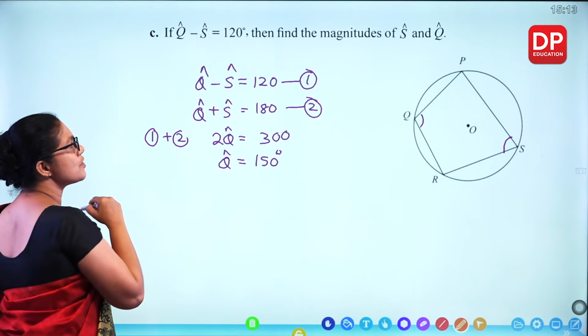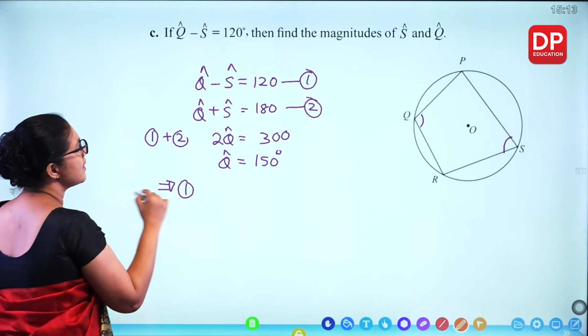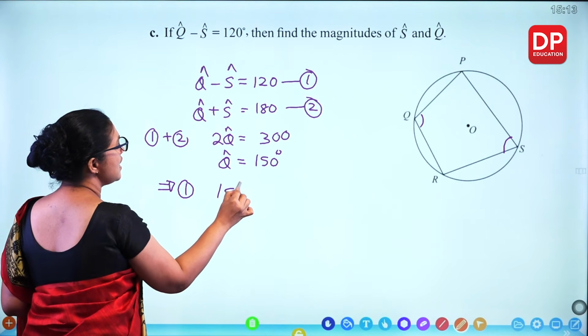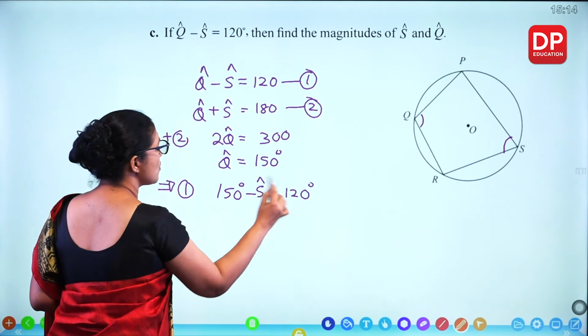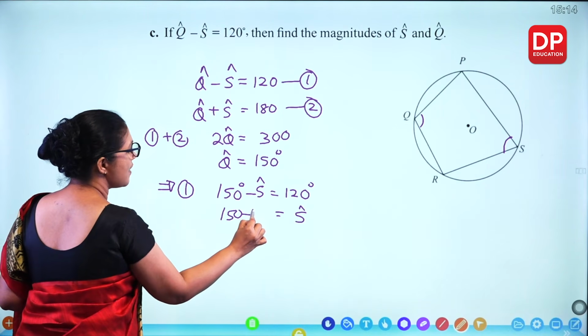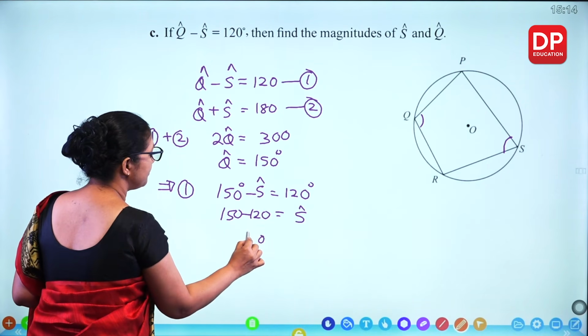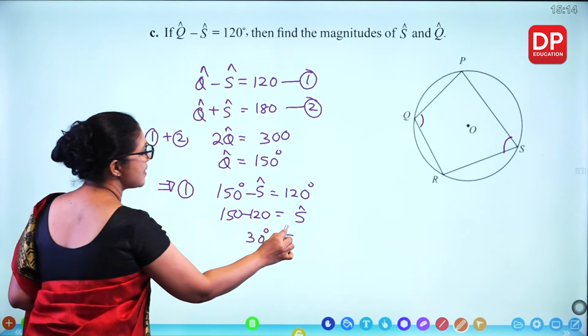You can substitute here in one of the equations and find out S angle. So 150 minus S angle is 120. So what's S? S is 150 minus 120, 30 degrees for S.